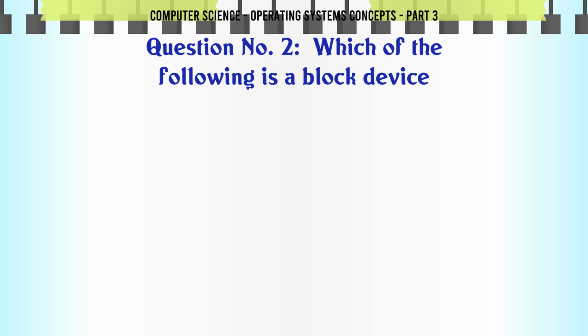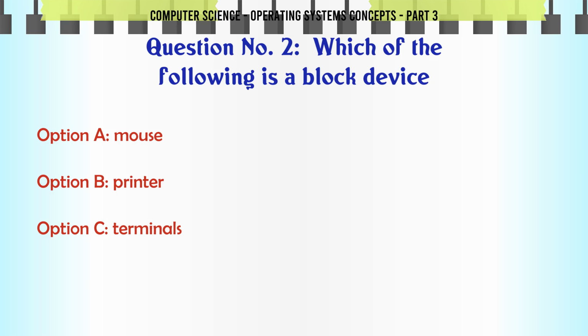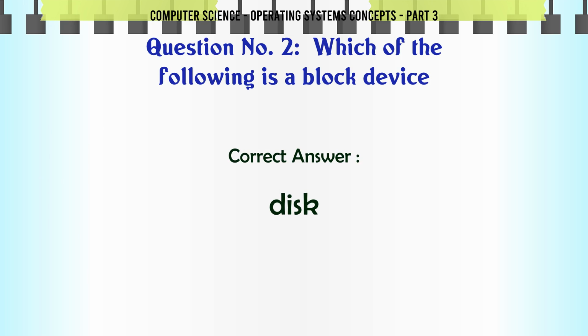Which of the following is a block device? A. Mouse. B. Printer. C. Terminals. D. Disk. The correct answer is disk.